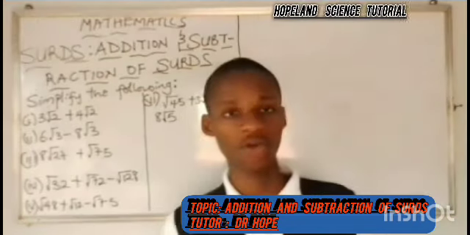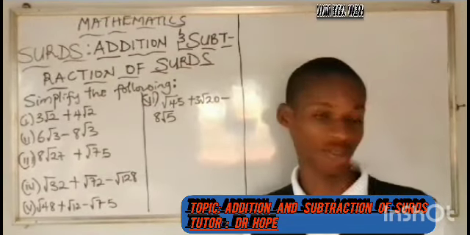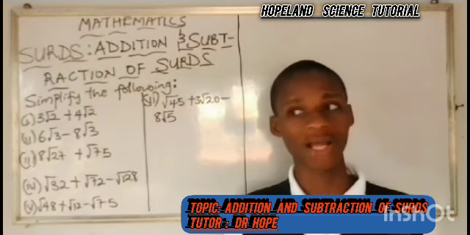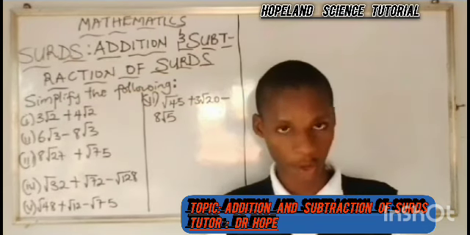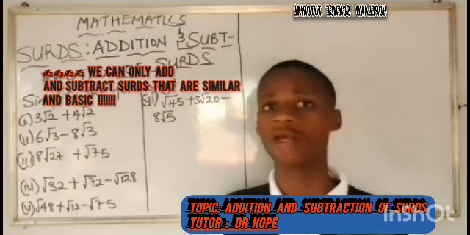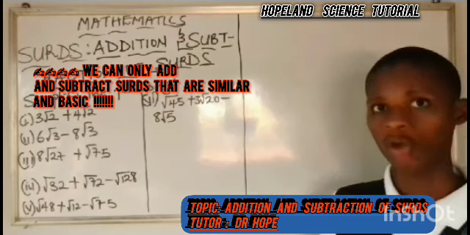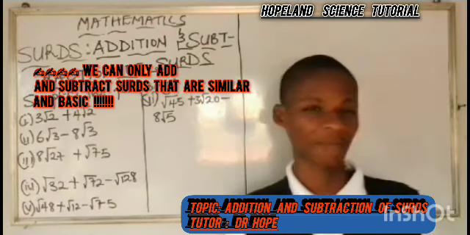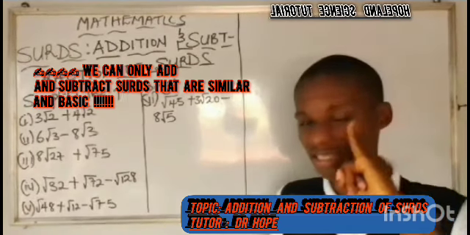In that video, I told you certain things. Now, what are basic surds? Basic surds are surds that cannot be simplified further. They are surds that do not contain a perfect square as a factor. So in addition and subtraction of surds, whenever you are to add or subtract surds, the first thing you need to know is that those surds must exist as basic surds.